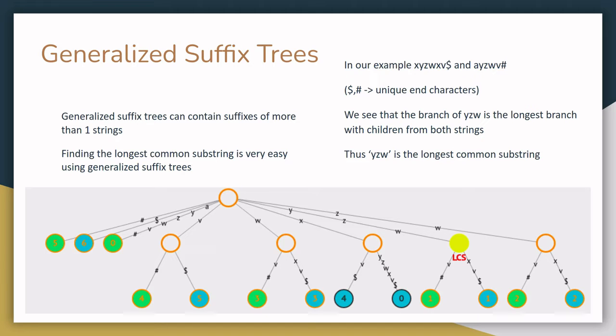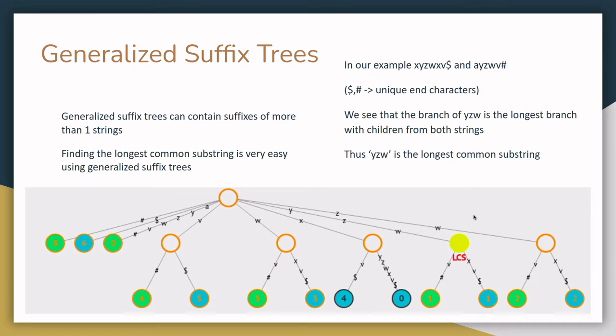So again, if we go back to our original example, we have these two strings x y z w x v dollar and a y z w v hash. Again, dollar and hash are unique end characters, as discussed earlier. We see that the branch of y z w, which we can see here, is the longest branch with children from both strings.